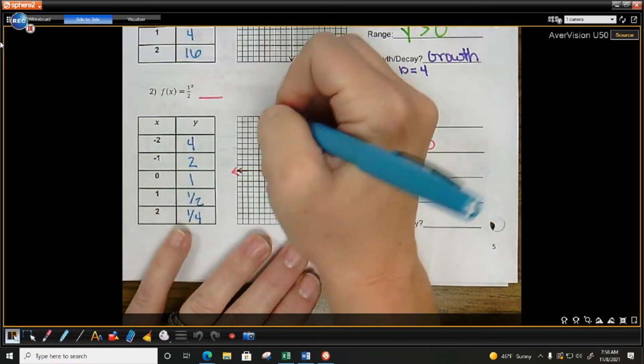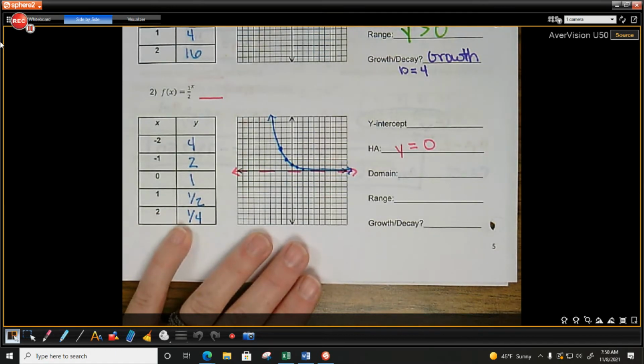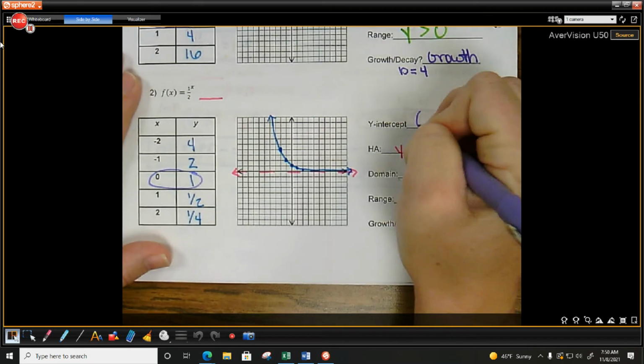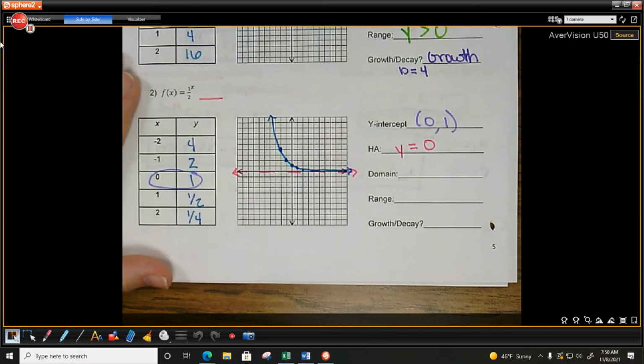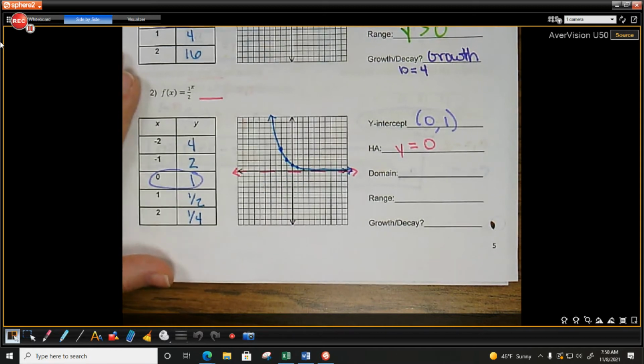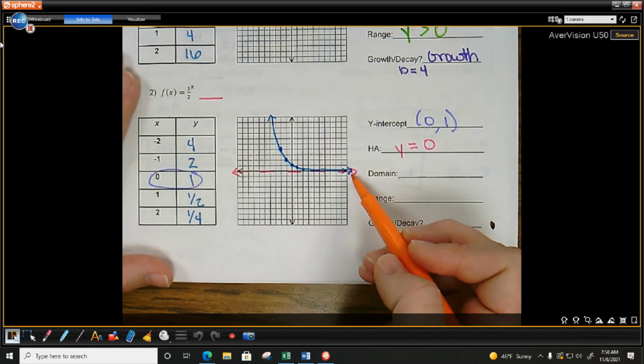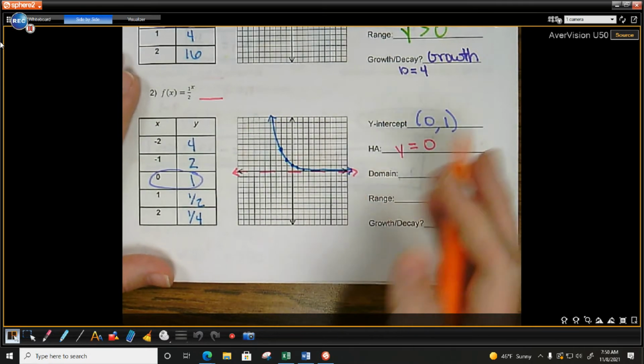What's my y-intercept? So it's a point though, remember? So 0, 1. What's my domain? Is it ever stopping going to the left, or what do we see at the left of our curve? An arrow. What do we see at the right of our curve? Arrows mean it never stops, right? So what's my domain? All real numbers.